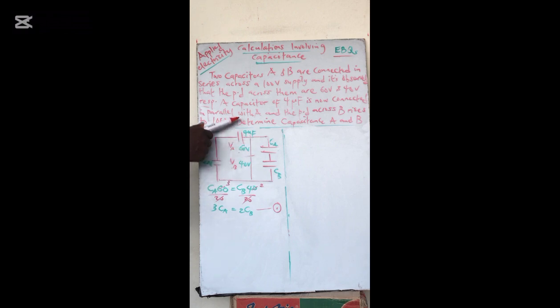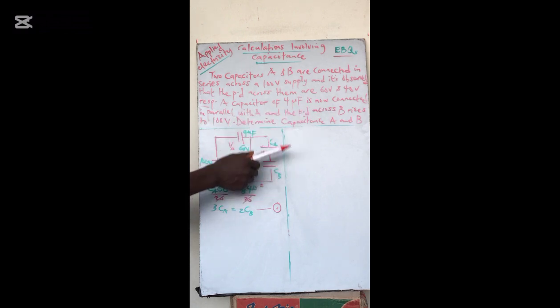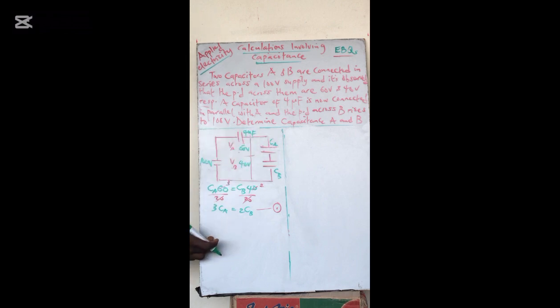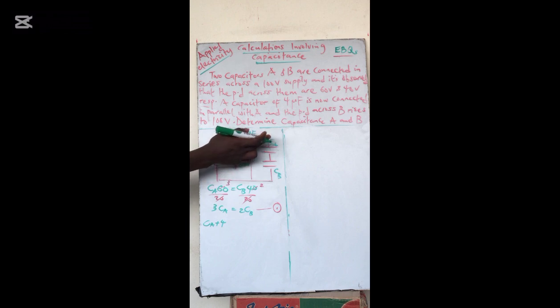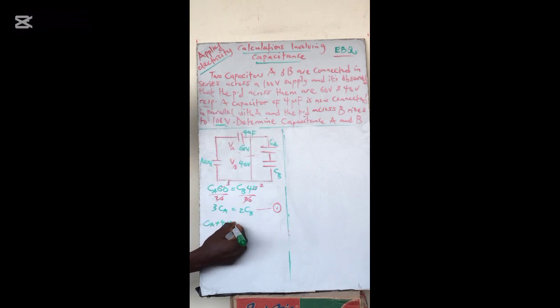And now the potential difference across B rises to 100 volts. That means you're no more using 60 and 40, you're now using 100. In a nutshell, we are going to be solving that. So our new CA is CA plus 4, because the 4 microfarad capacitor is connected in parallel with it. What's our VA? Our VA is no more 60, remember. It has now risen to 100.